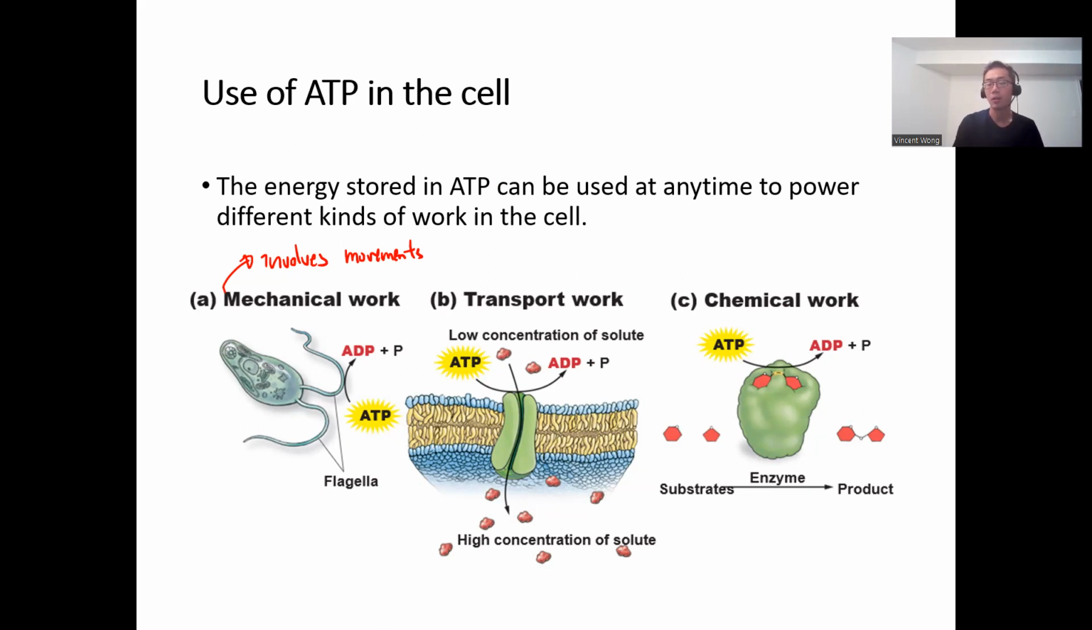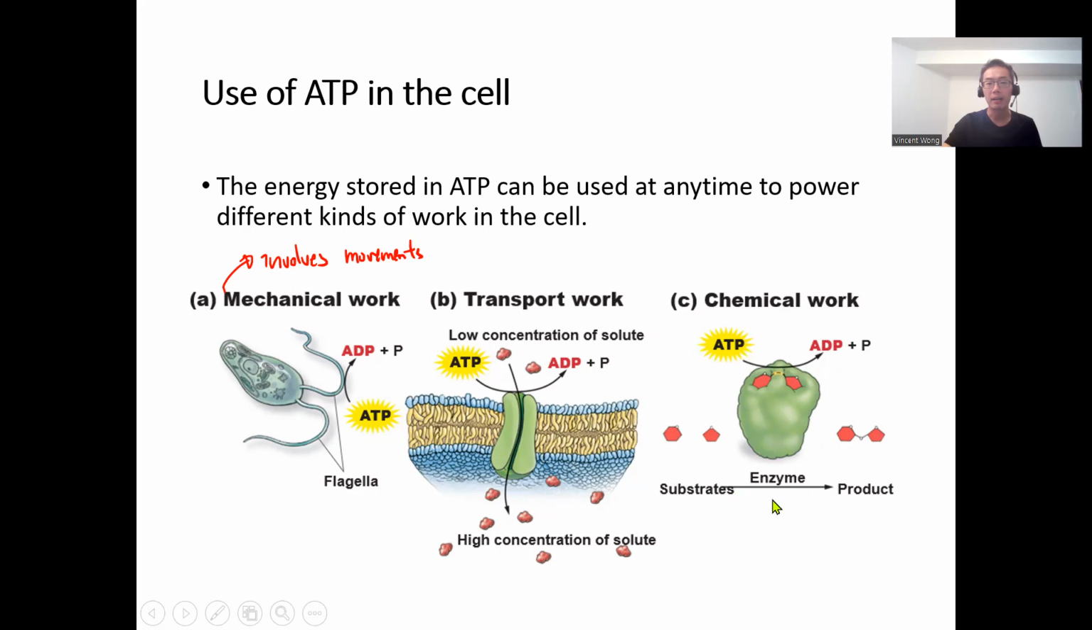That's called rigor mortis. Some of you might have heard of that before. We can also use the ATP for transport work, right? To move things against their concentration gradient. I'll talk more about what that means later.